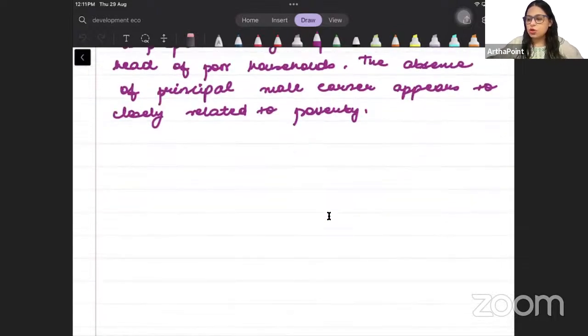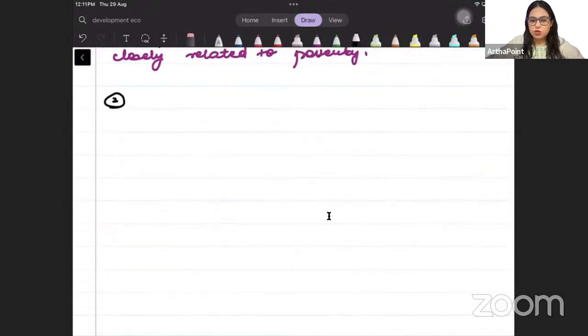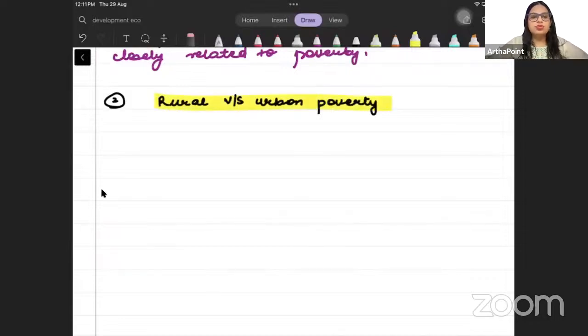Now, we want to continue today and talk about the second characteristic division, and that is on the basis of rural versus urban poverty. Rural and urban poverty. We want to talk about how poverty differs in the rural area and the urban area.